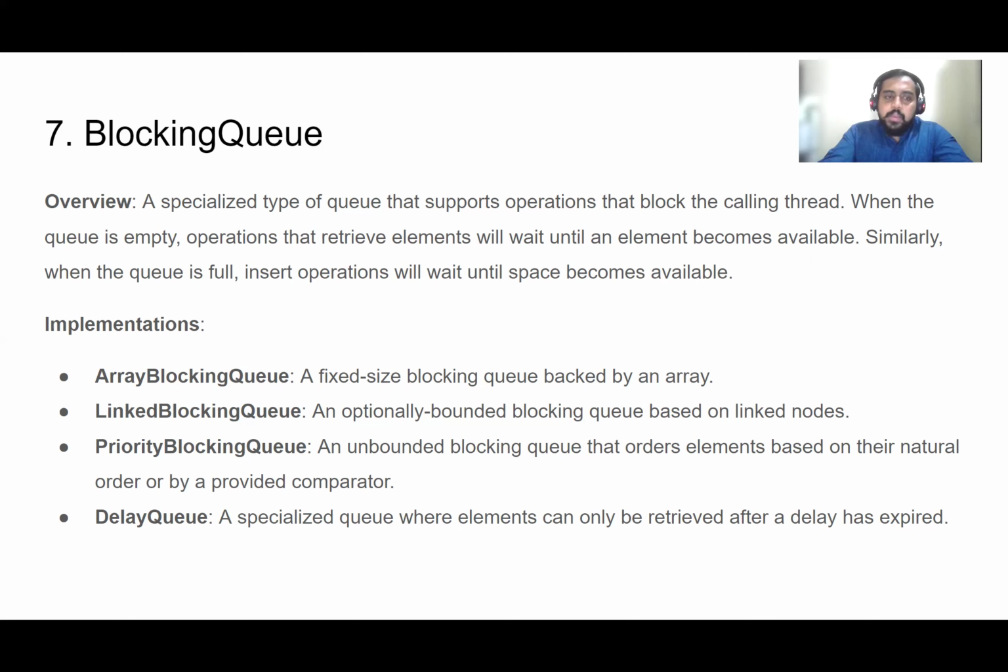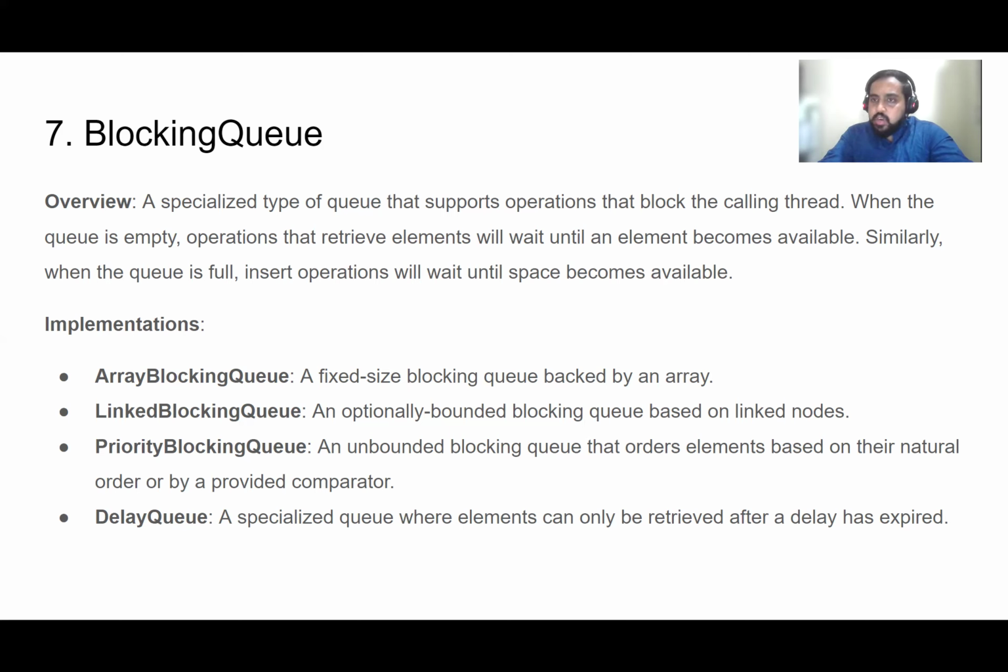So what are the implementations of this interface? ArrayBlockingQueue, a fixed size blocking queue backed by an array. LinkedBlockingQueue, an optionally bounded blocking queue based on linked nodes. PriorityBlockingQueue, an unbounded blocking queue that orders elements based on their natural order or any comparator given by a user. DelayQueue, a specialized queue where elements can only be retrieved after a delay has expired.